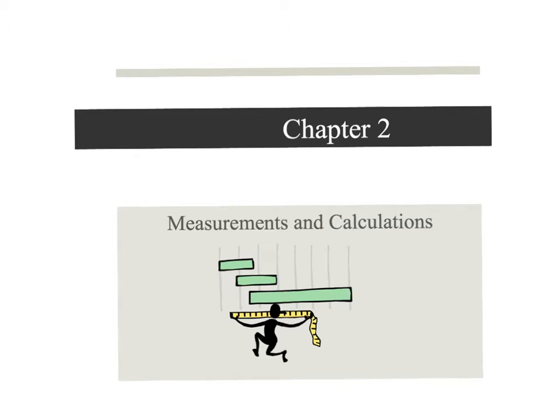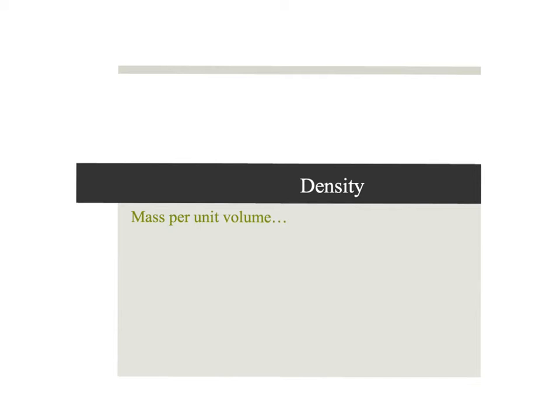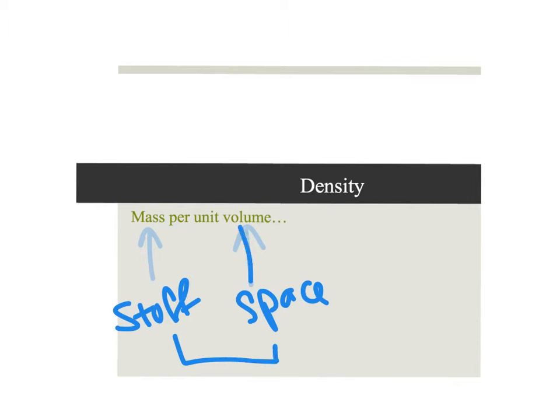So as we continue in chapter 2 talking about measurements and calculations, we're going to pause for a quick moment and talk about density. That's going to be the second of a couple of videos that we're going to see in chapter 2. So density is going to be the relationship between mass and volume. Mass being the amount of stuff that something has, and volume being the amount of space. So we're looking at the relationship between these two pieces of information.